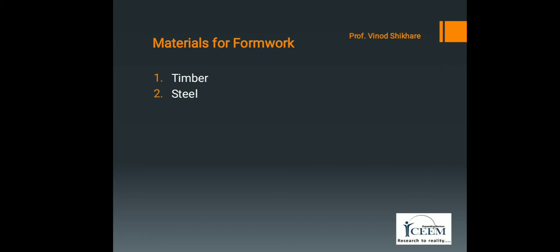Then the main part of the formwork is materials used for the formwork. The main materials are timber and steel. Let's see one by one. First is timber. The partially seasoned timber is most satisfactory for use of formwork. Seasoned timber means the moisture content is removed by processing wet timber. The partially seasoned timber is most satisfactory for use of formwork.